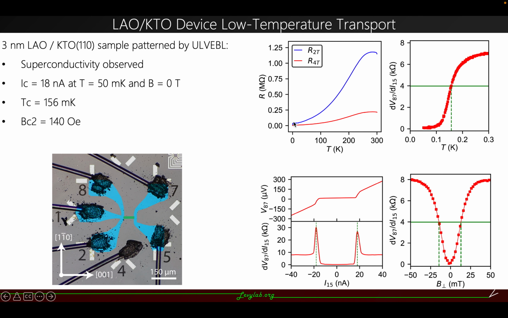This device is transferred into a dilution fridge after the exposure. It remains metallic down to low temperature. At base temperature around 50 millikelvin, we can observe a flat region in the 4-terminal IV measurement, corresponding with a superconducting state with a critical current around 18 nanoamps. From the resistance versus temperature measurement, we can extract the critical temperature at half of the normal state resistance, which is at 156 millikelvin. The upper critical field is measured to be 140 oersted.